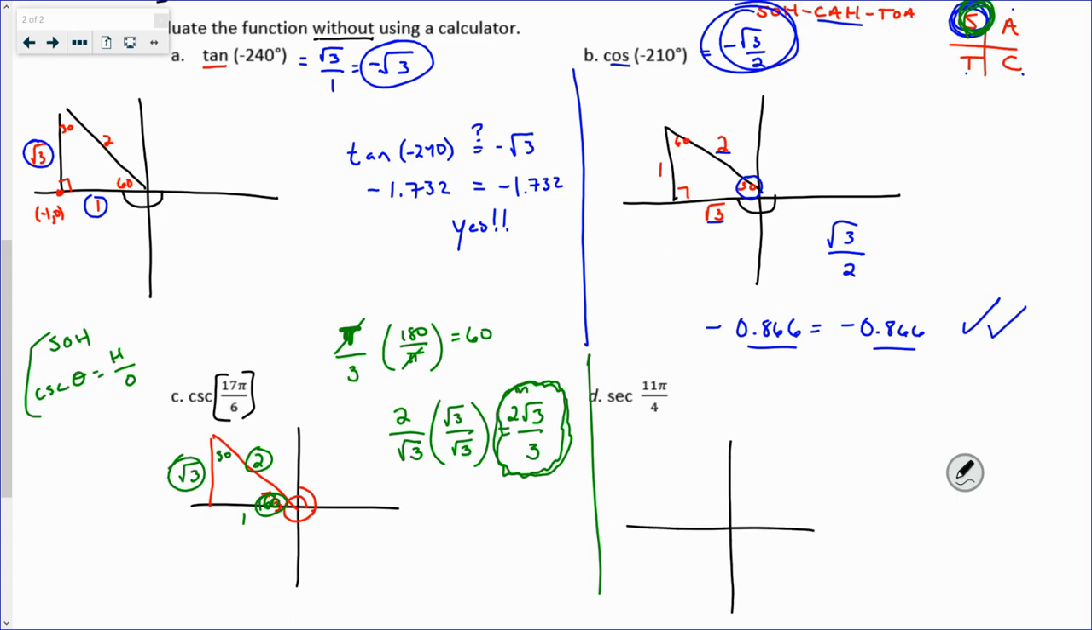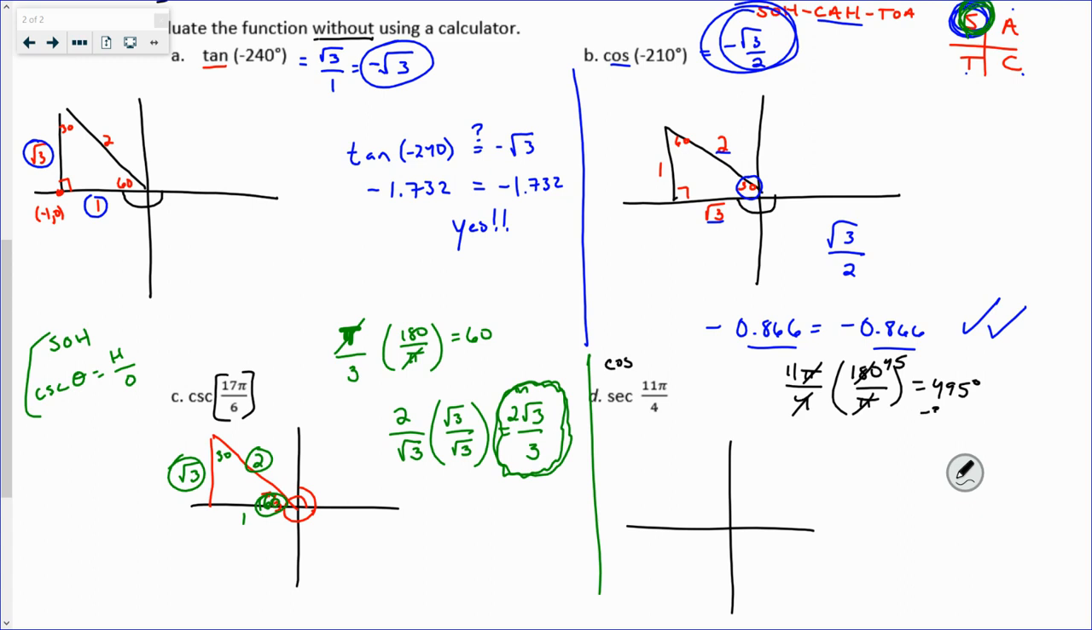So I guess here in 4, secant is the opposite of cosine. We'll identify that. We'll also take radians and put them into degrees so that we can mess with degrees that don't hurt our brain. Divide top and bottom by 4. 45. So apparently 11 pi over 4 is equal to 495 degrees.